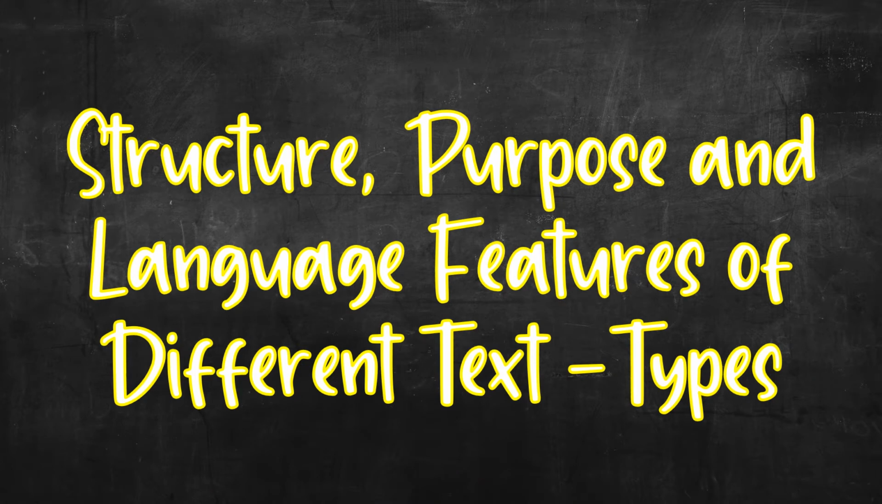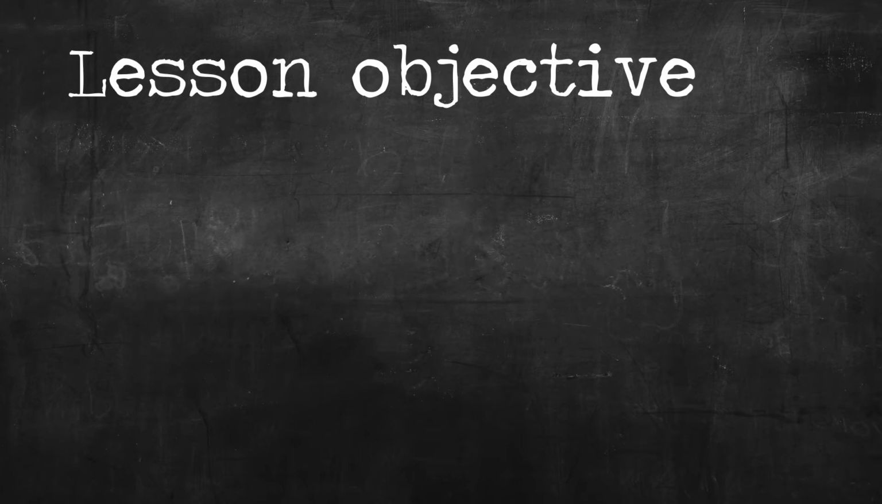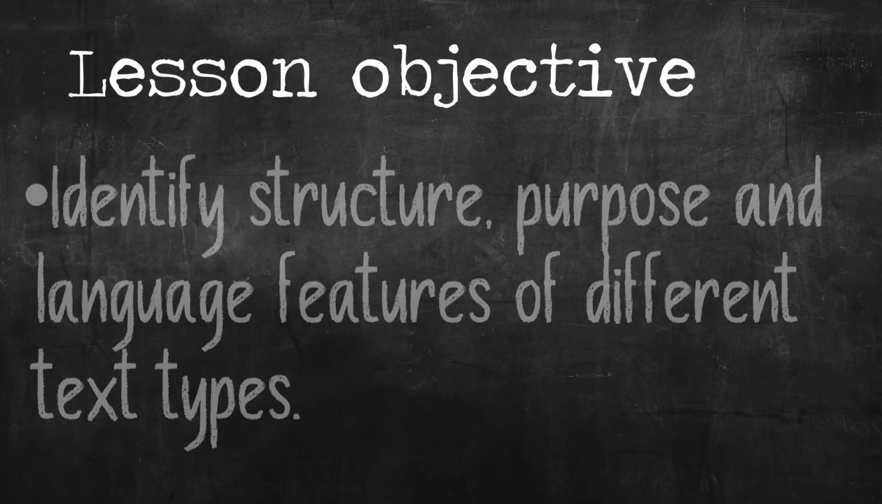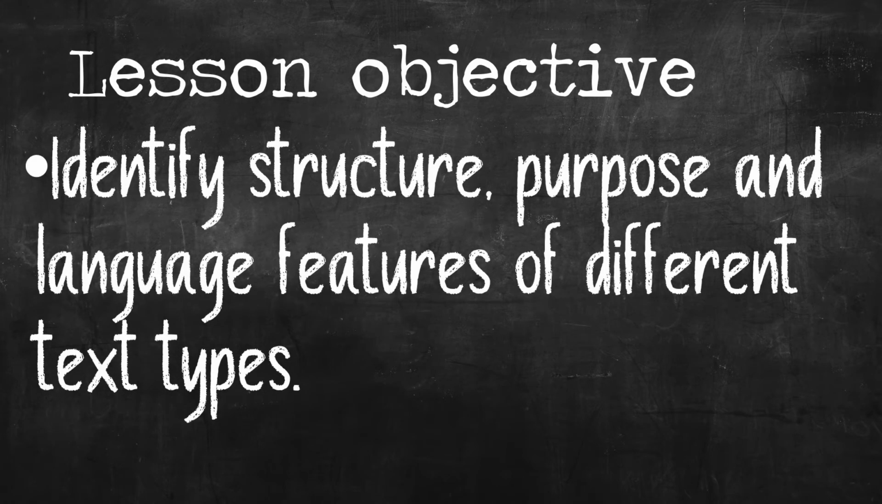Last time, we talked about noting significant details. Today's lesson is good for 2 weeks. We will be talking about structure, purpose, and language features of different text types. This lesson features different text types. This includes the identification and analysis of the structure, purpose, and language features. At the end of this lesson, you're expected to identify structure, purpose, and language features of different text types.